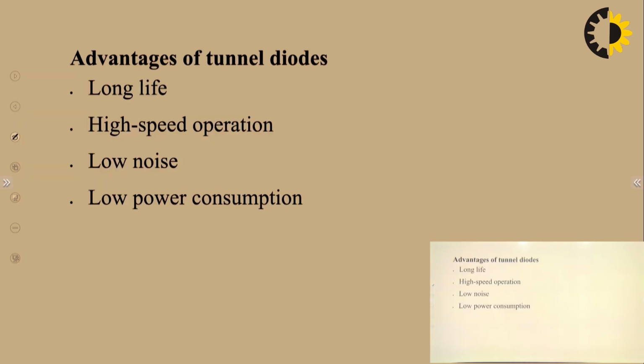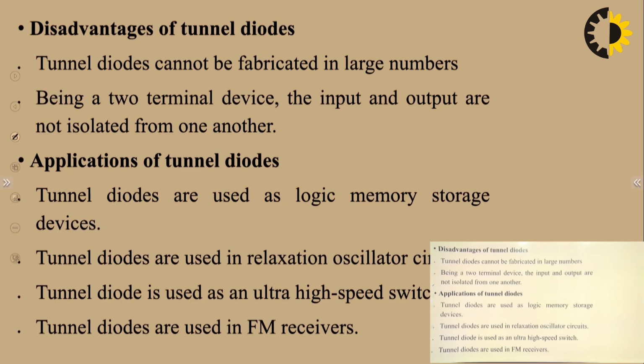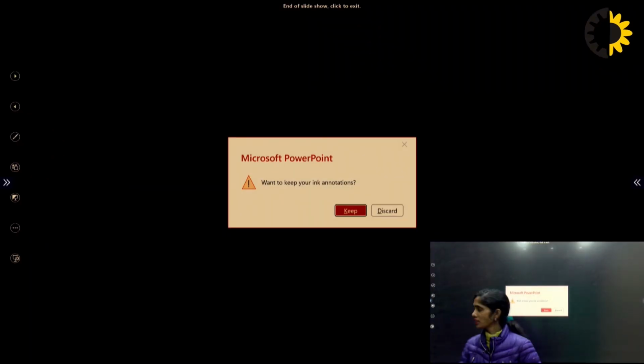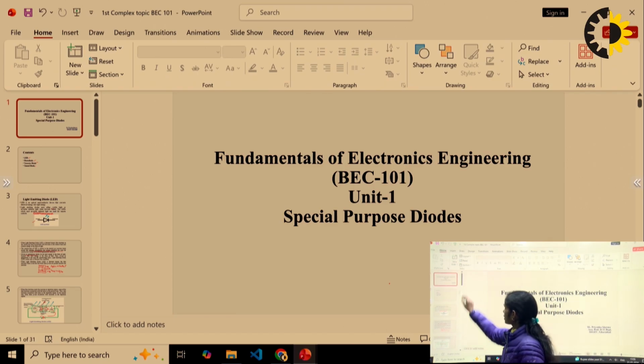The advantages of the tunnel diode are a longer lifetime, higher speed operation, low noise and low power consumption. Its disadvantages are that tunnel diodes cannot be fabricated in large numbers, and being a two-terminal device, input and output are not isolated from one another. It has applications in logic memory storage.